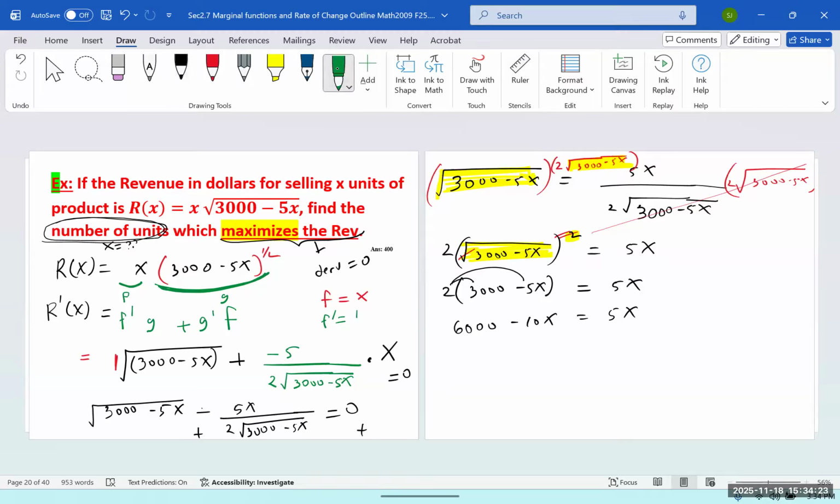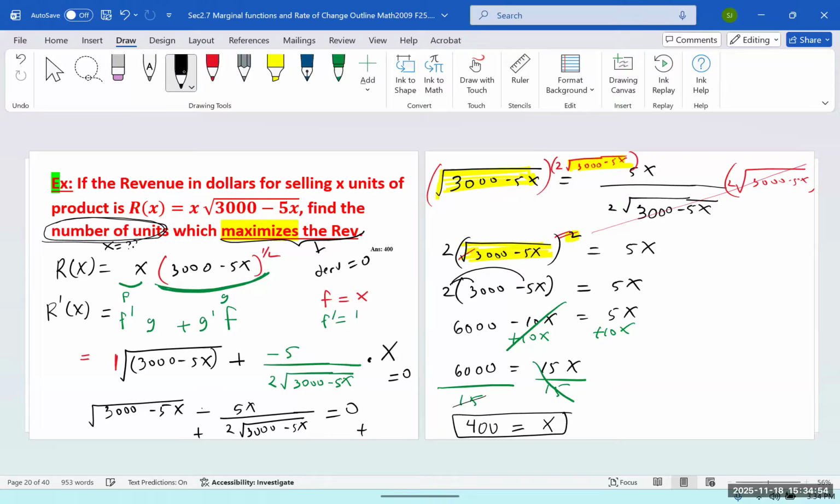And then what do you do? Or you can add 10x. We get 6,000 equals 15x. And the last thing is divide by 15. So x equals 400. 15 goes into 60 four times, and then you get 00.